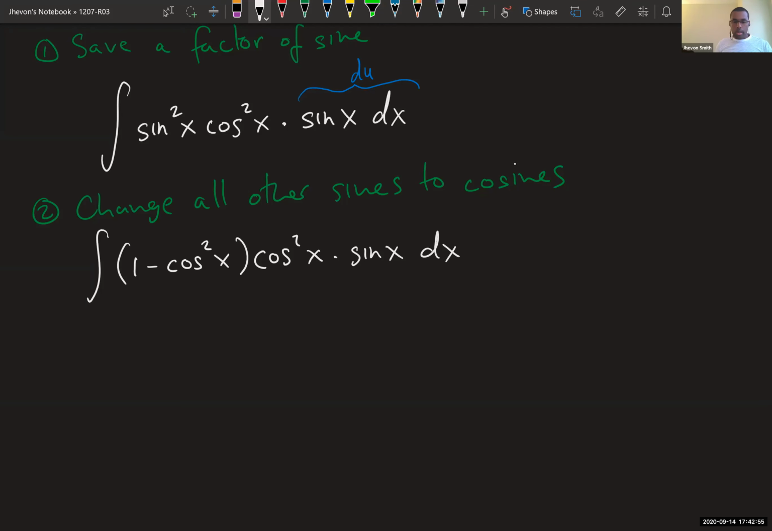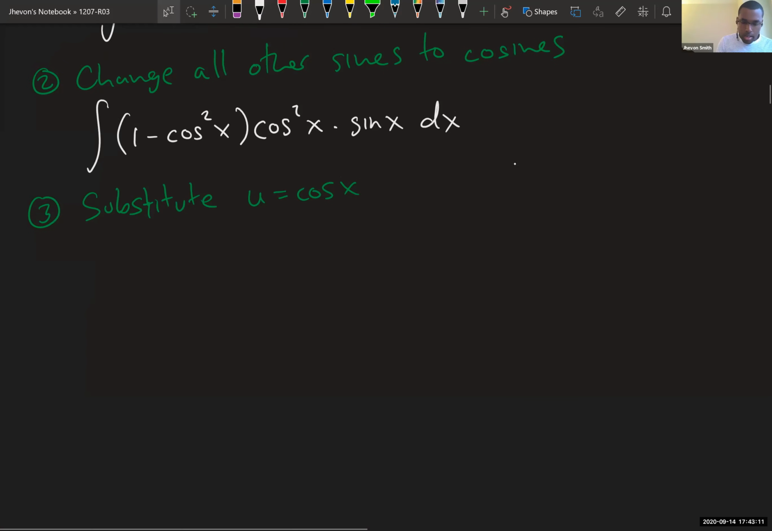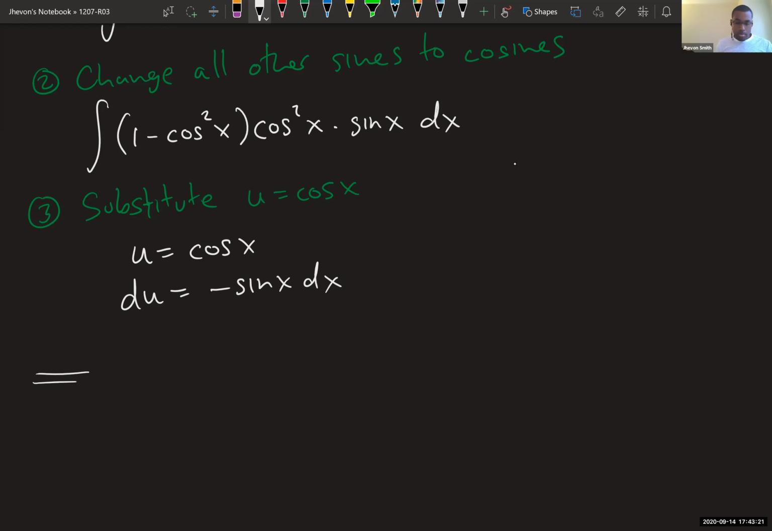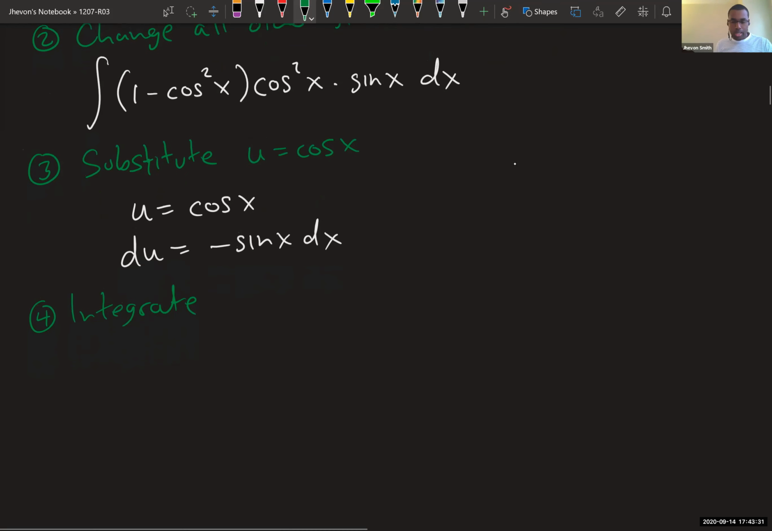And now what we can do is do the substitution. So this is step 3, substitute. So now if my u is equal to cosine of x, my du is going to be minus sine of x. And so that leads us to step 4. We're actually going to do the integration now.